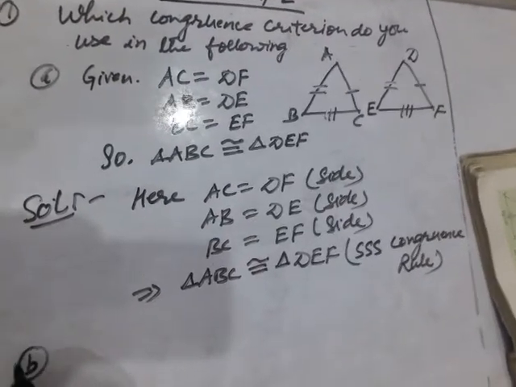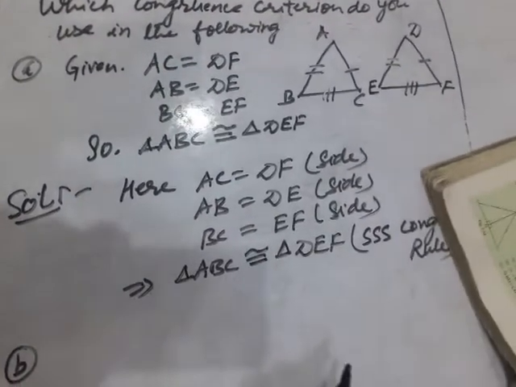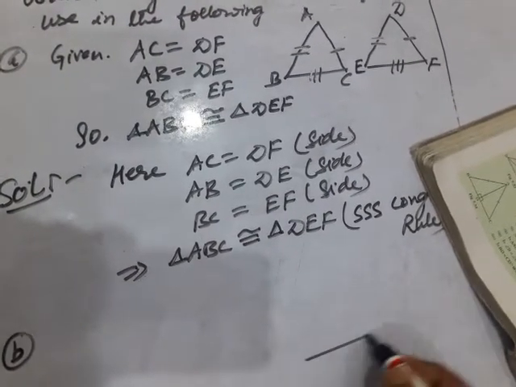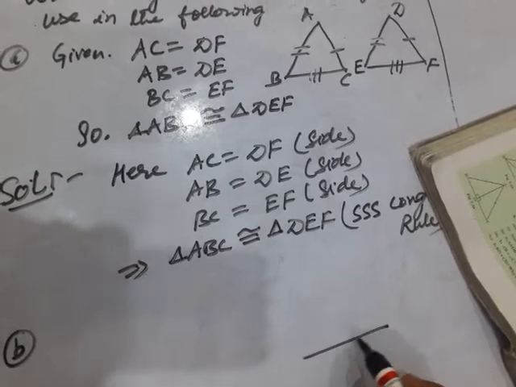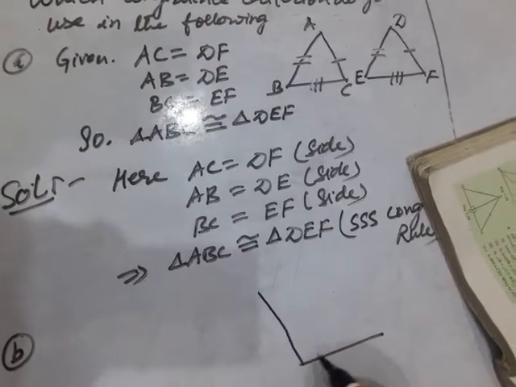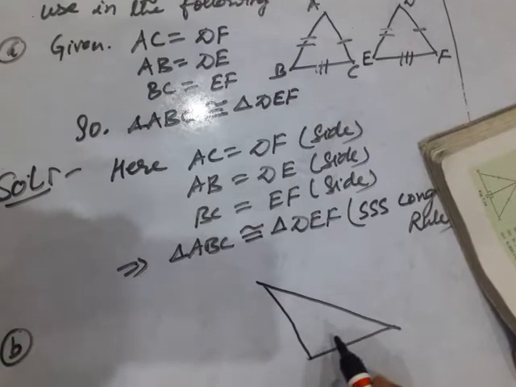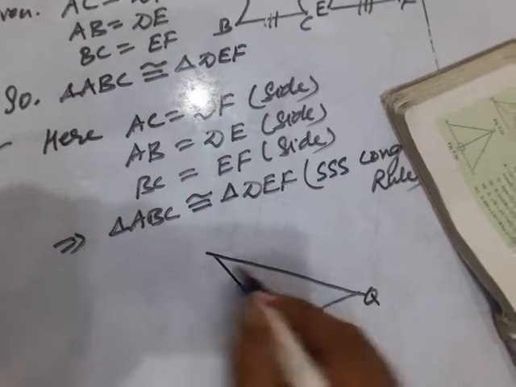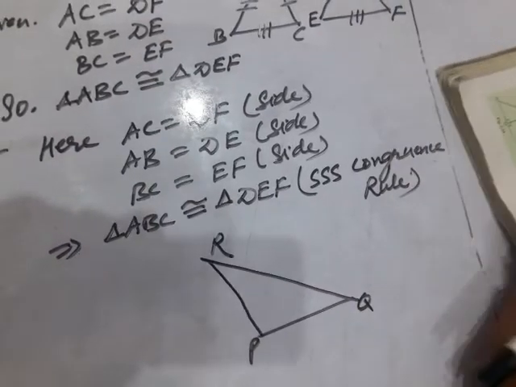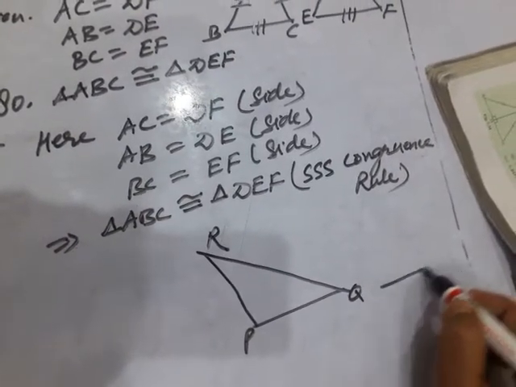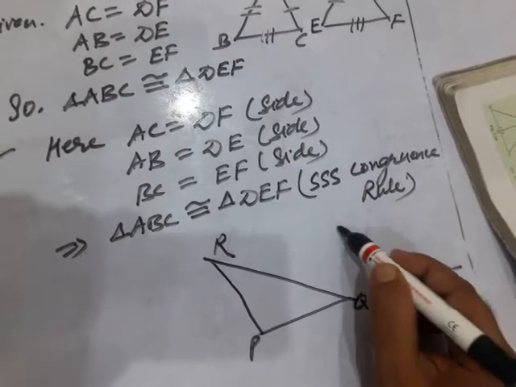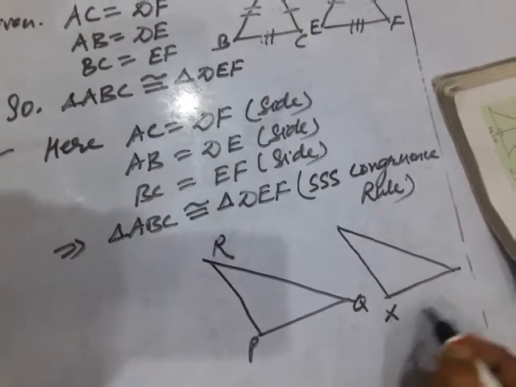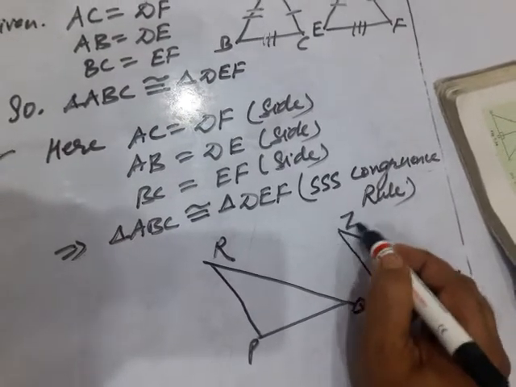Now let us see part B of the question. What is given over here? Two triangles are given like this. Clear? One obtuse angled triangle is given. It is PQR. Okay, children. Another triangle is given like this one. That is X, Y, and Z.